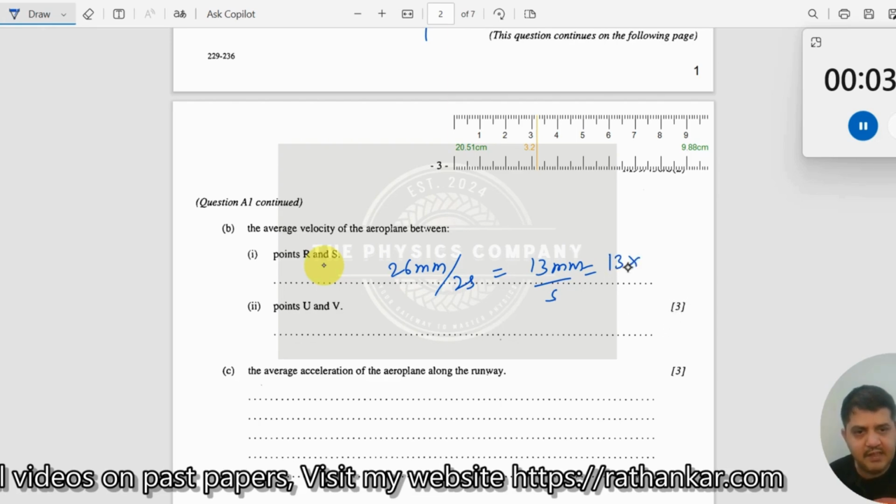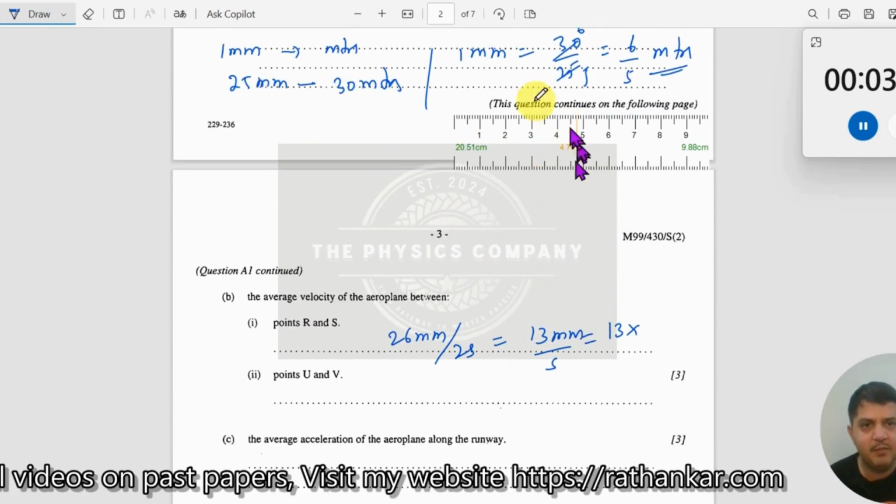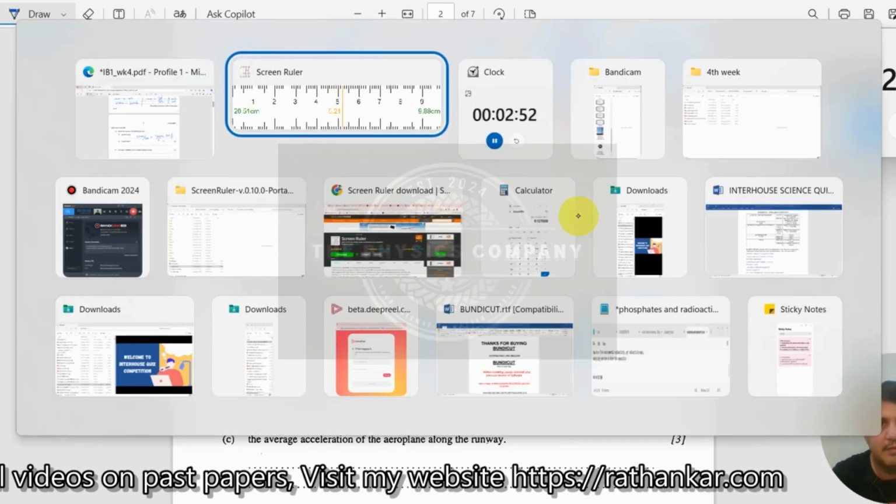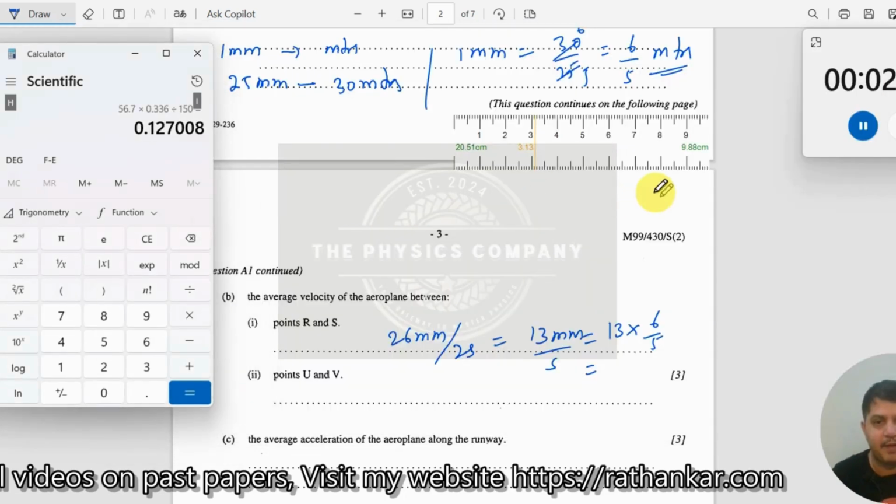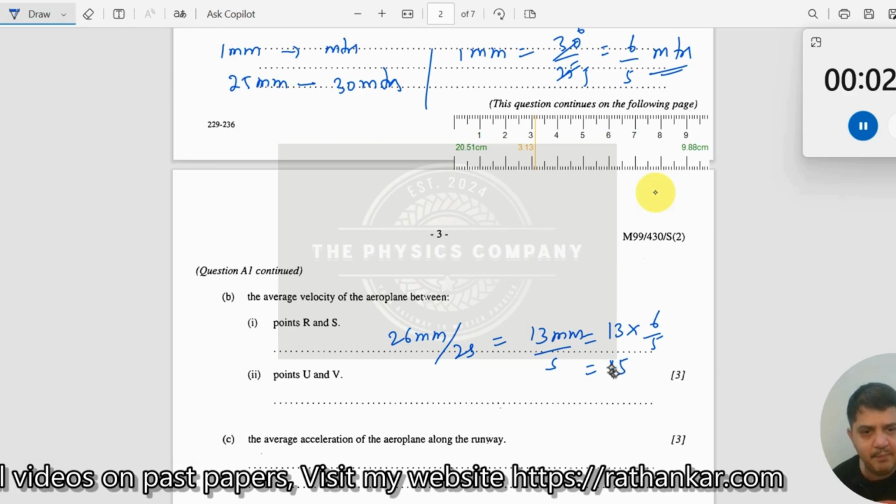So I will convert this as 13 into what is the value here? This value should be 1 millimeter is 6 by 5 meters, right? So I should multiply this by 6 by 5. So when I do this, how much do I get? Let me use my calculator. So 13 times 6 divided by 5 should be equal to 15.6. Since I need only two significant figures, I will keep this as 16 meter per second, right? This is meters and this is seconds, so 16 meter per second.